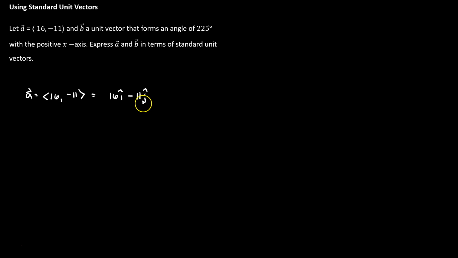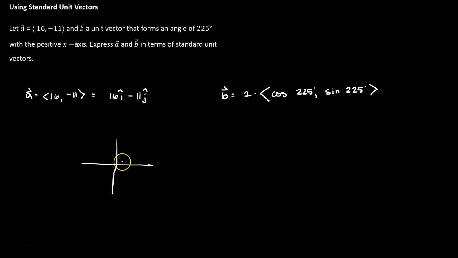All right, that one's done. Next, we need to do B. We know that the vector B is a unit vector, so our magnitude is 1. And then we're given the angle 225 degrees with the positive x-axis. So I'm going to pop that into the cosine and sine component. Now from here, you can use your calculator, or you can try to find a corresponding angle with 225 degrees.